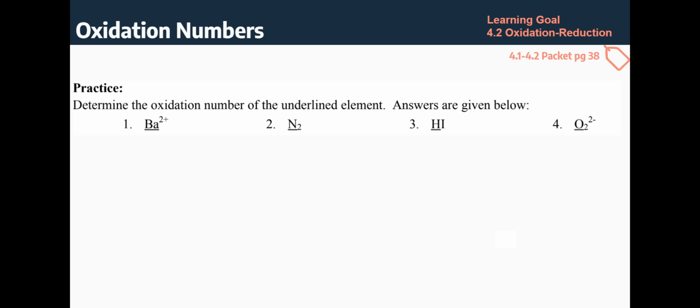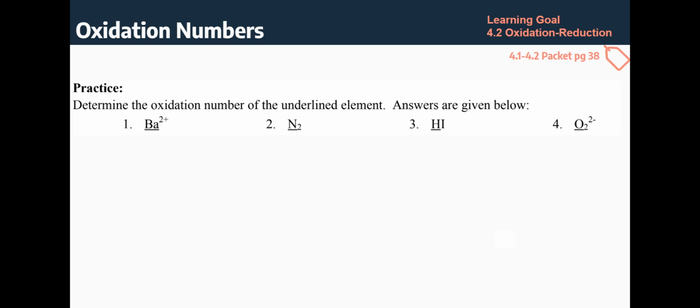So in barium 2 plus, this is a monatomic ion. It says barium 2 plus, so that tells us that barium has a 2 plus oxidation number. Question 2 is N2. This is nitrogen. It's diatomic, but it's in an uncombined state. It's not with any other elements. So its oxidation number is 0. It cannot be -3 from your periodic table.